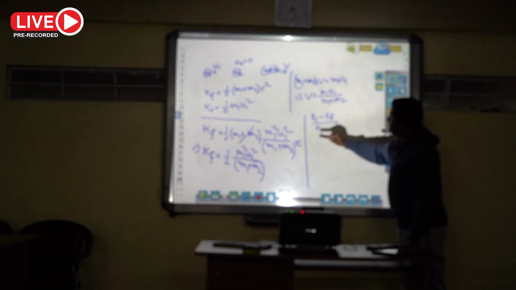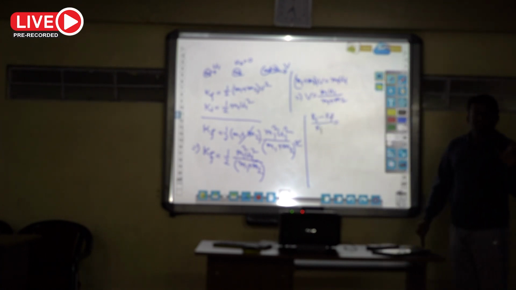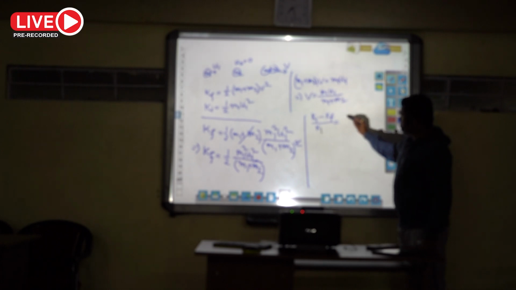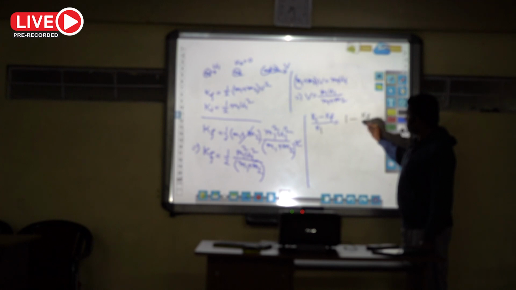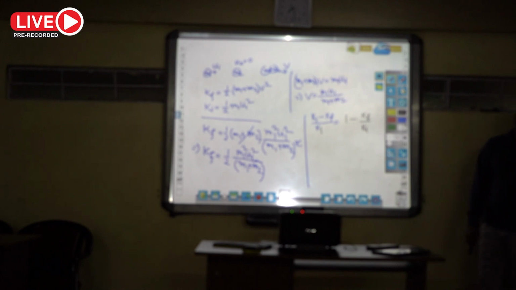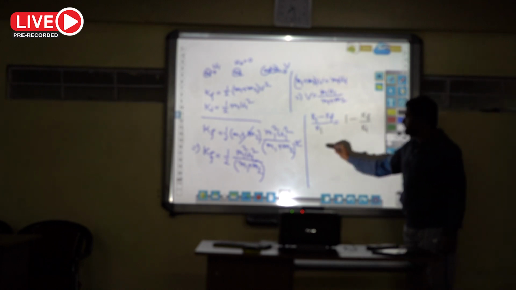This one should be initial minus final, that is the loss, divided by initial. So how much fraction is lost? From this we can write it is 1 minus Kf by Ki. That is the loss, fractional loss.